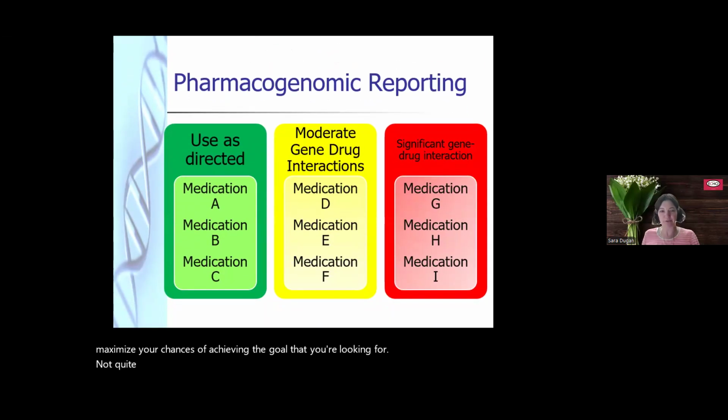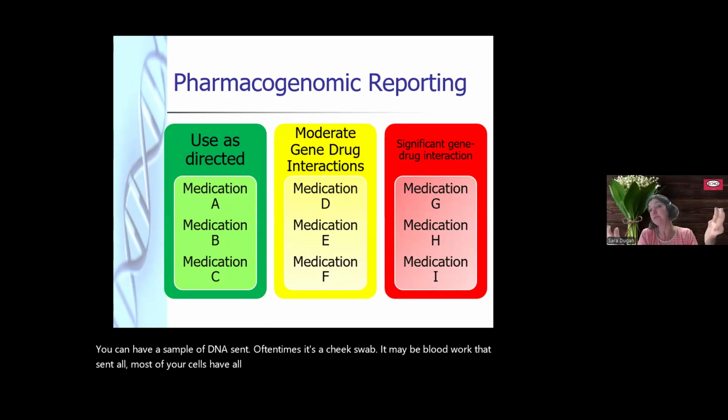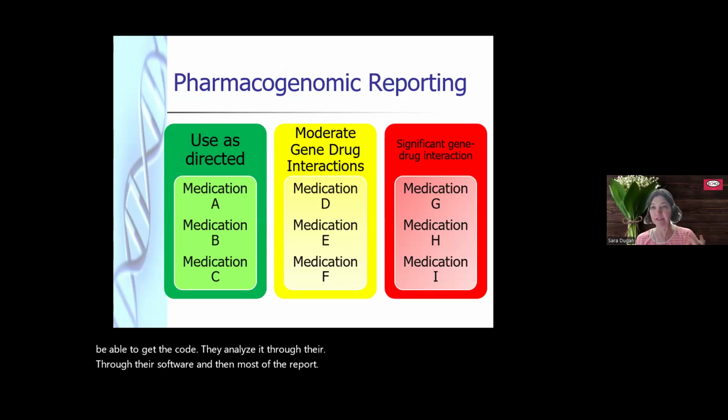In order to do that, there are a number of different gene labs. You can have a sample of DNA sent. Oftentimes it's a cheek swab. It may be blood work that's sent. Most of your cells have all of that DNA code, so they're able to use any of those cells to get the code. They analyze it through their software, and then most of the reports you're going to see have been color-coded.